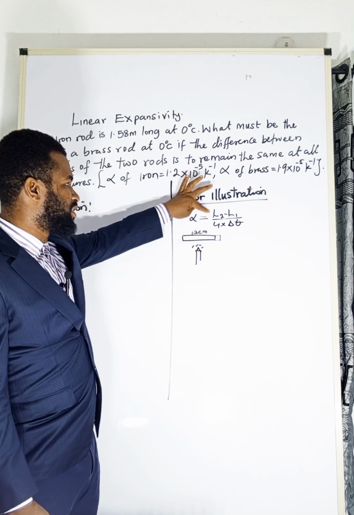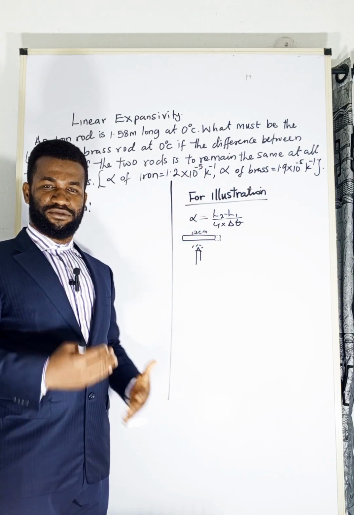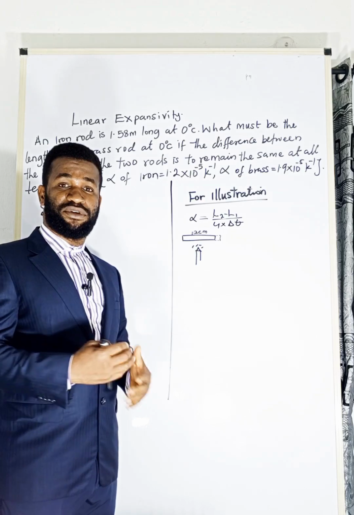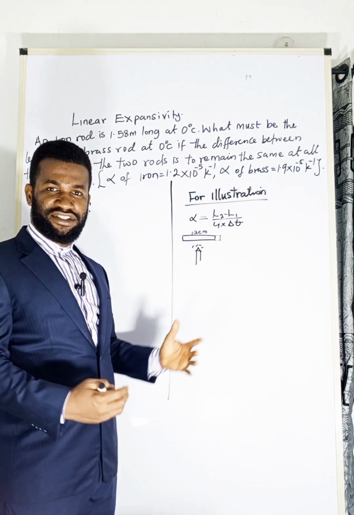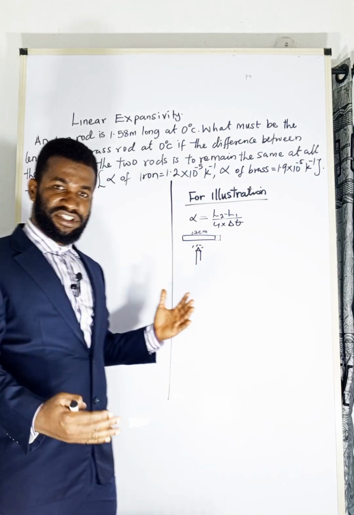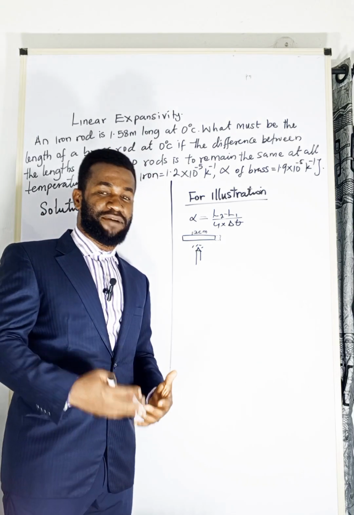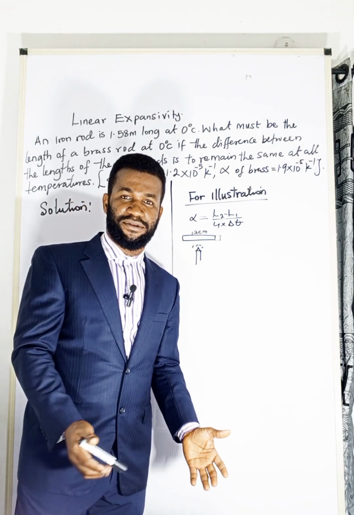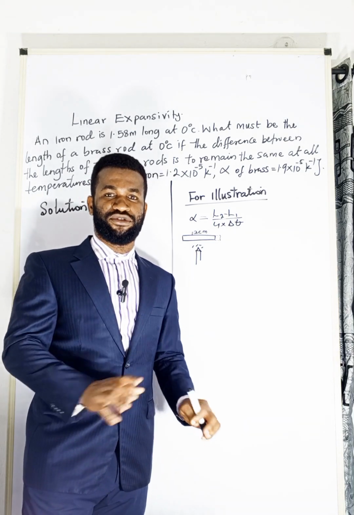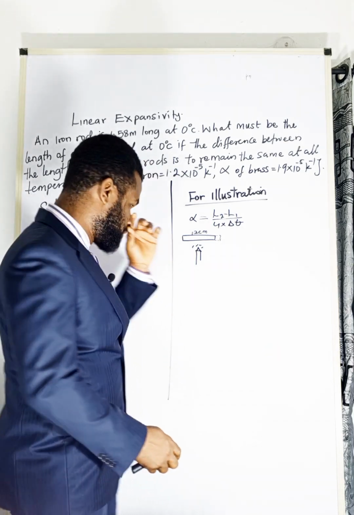This is L2, the length when it was heated. This is L1, when it was not heated, and this is the change in temperature, that is, between the time it is heated and when it is not heated. Remember, before it is heated there must be a temperature of the given metal. Do you understand? So we are going to look at the problem on the board.